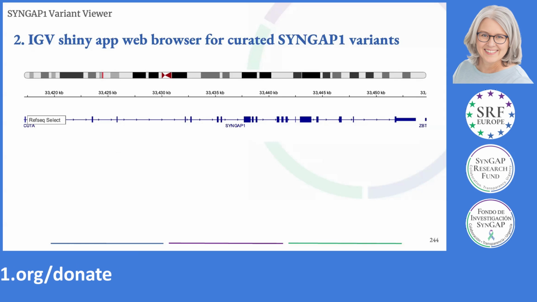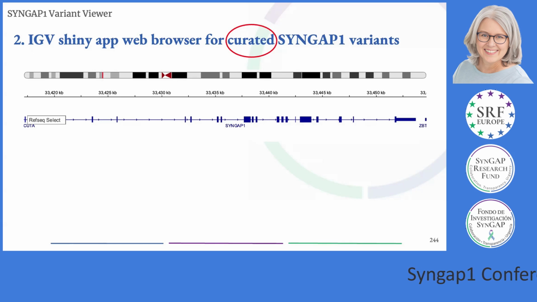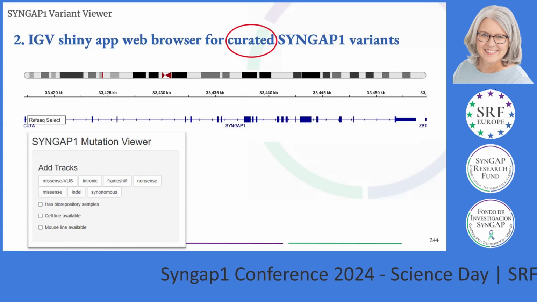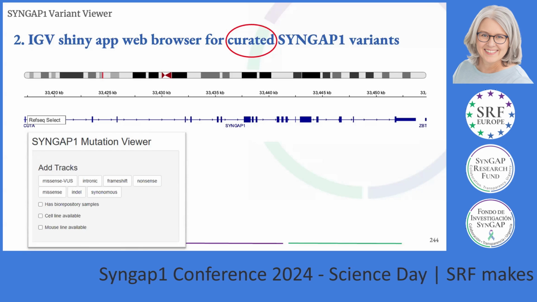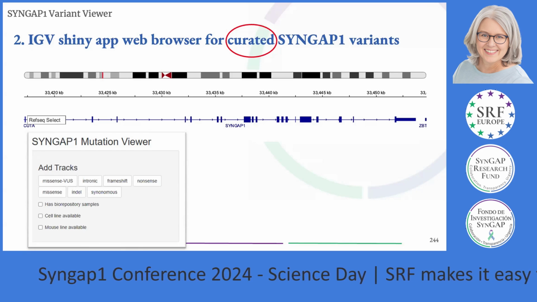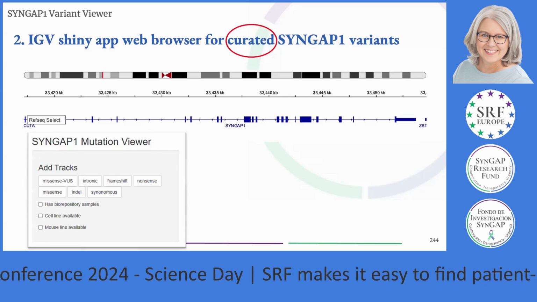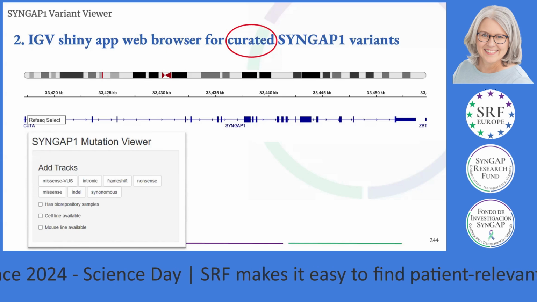So the Syngap 1 variant viewer is an integrative genomics viewer that has curated Syngap 1 variants. So this does not have ClinVar, this doesn't have a lot of things. This has the spreadsheet that I made that has other data associated with it. So this is not a complete way to look at all Syngap variants. And then, like other genome browsers, it has the chromosome across the top there. The gene is the lowest horizontal line there in blue, with its 19 exons from this particular transcript, which is the major isoform.